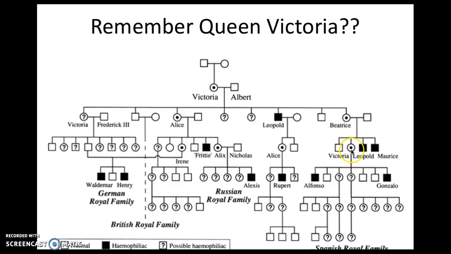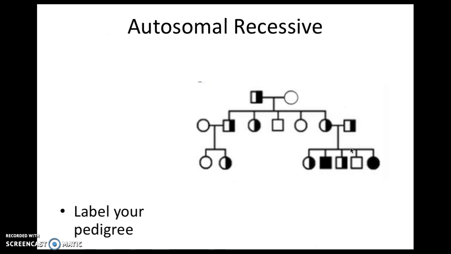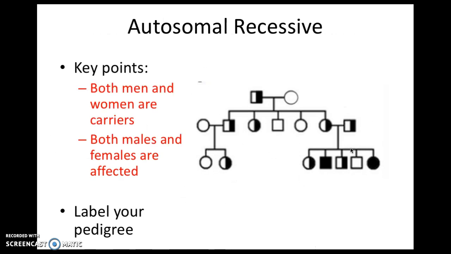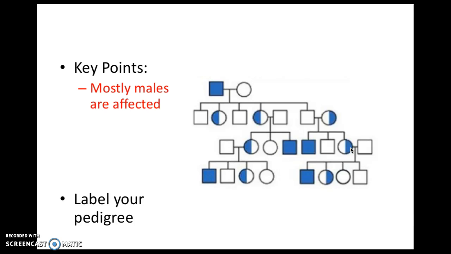Also, look at the carriers. Do you see any square carriers? I don't think so. So, autosomal recessive key points: both men and women are carriers, and both males and females are affected. Key points for sex-linked: mostly males are affected, and only females are carriers. You're now going to do a lot of practice. Let me know if you have any questions. I'm also going to post a video on how exactly to determine how a disease is inherited, so be sure to check it out.